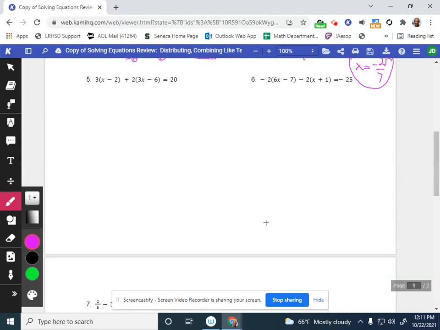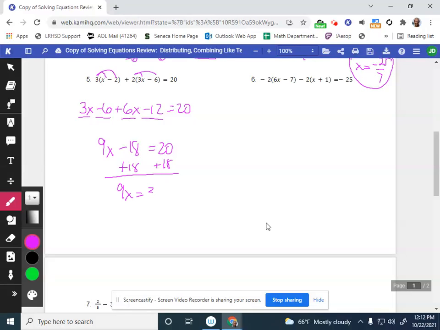Okay, number 5, I have multiple distributing to do. So the 3 gets distributed to these guys. So I'm going to have 3x minus 6. And the 2 gets distributed here. So I'm going to have plus 6x minus 12 equals 20. Next, I have to combine my like terms. So I have 9x out of those. And a minus 6 and a minus 12 makes a minus 18. Now I'm going to start peeling away. I end up with 9x equals 38. Divide both sides by 9. X equals 38 over 9.